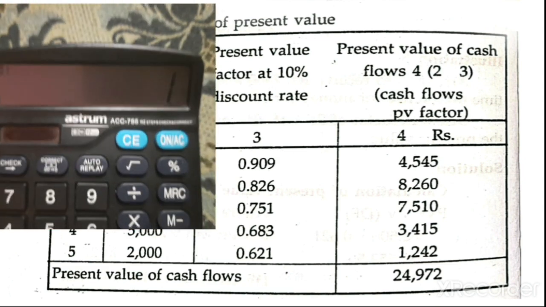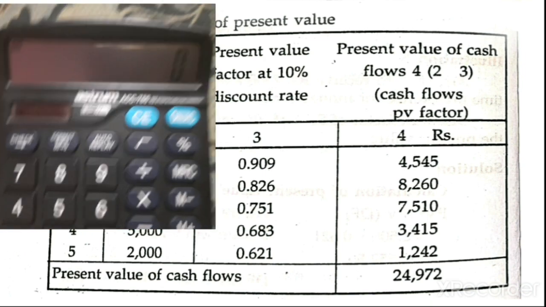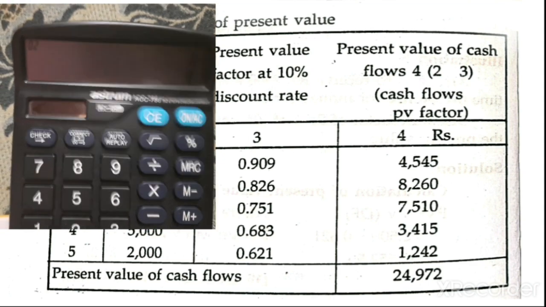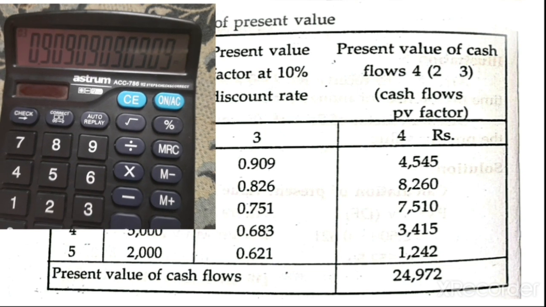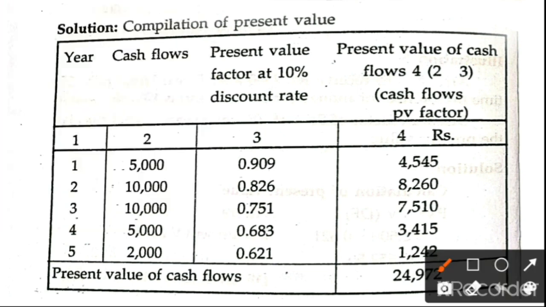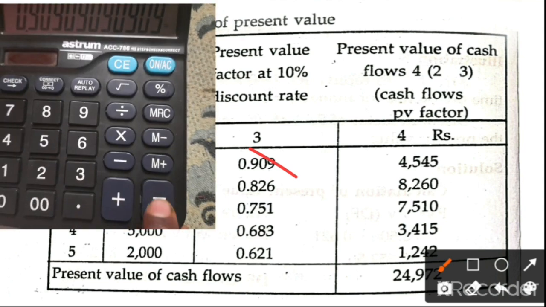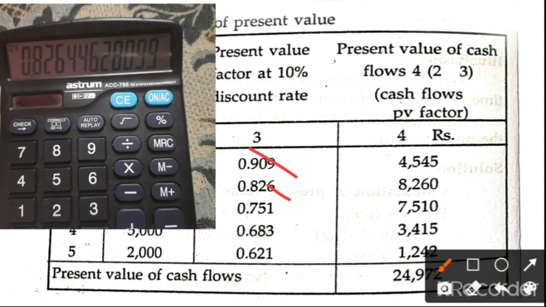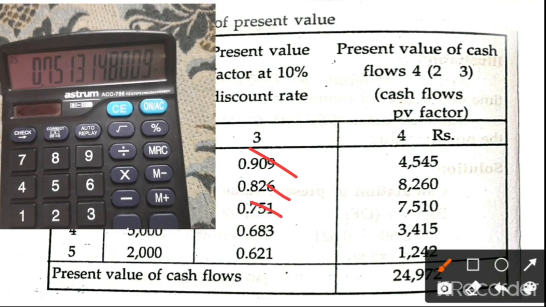So directly I will show you. 1 divided by 1.1, and after that we just put the equal sign. So this is the first year discounting factor. Next, we just put the equal sign again. Then the second year is 0.826, and again the third year is 0.751.